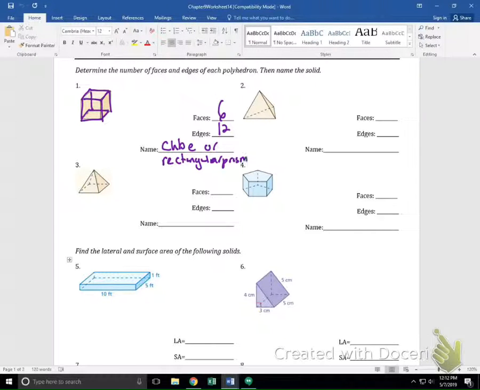Okay, so now we're at Lanaya. Lanaya, you want to name this figure first? What is this? So what's the base? It's a pyramid, and what shape's the base? A triangle. So what do we call it? A triangular pyramid. Yeah, you said it right. Okay, how many faces does it have? It has 4 faces, and let's count our edges. 1, 2, 3, 4, 5, 6. Yep, 6 edges.